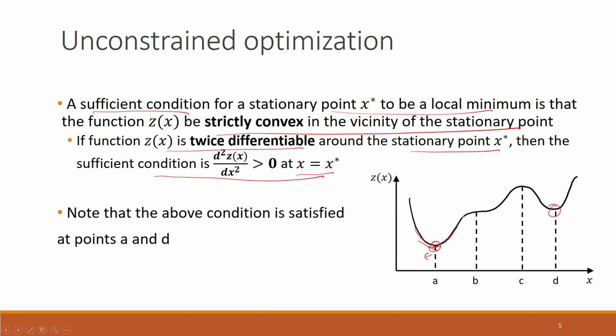and then it is becoming more and more positive here, and therefore the second derivative of this function at this point a is positive, and the same holds at this point d also. Okay, and therefore they are local minima, both a and d.